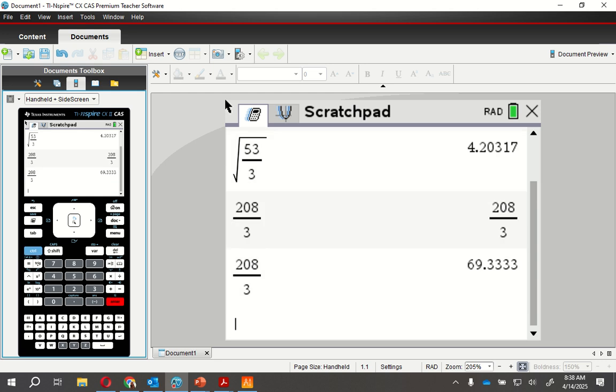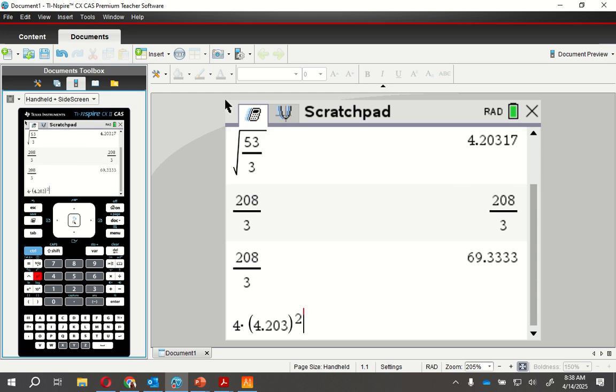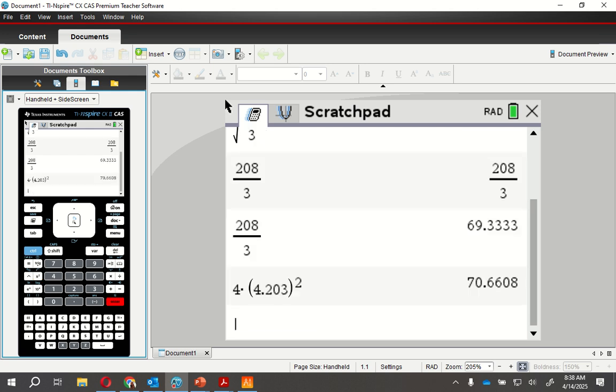69.333, and let's try that, the area. So we said it was 4 times, parentheses, 4.203 squared, right? Because it was times x squared. Okay, there we go. So, pretty close. Why is it off? Why is this not exactly the same?